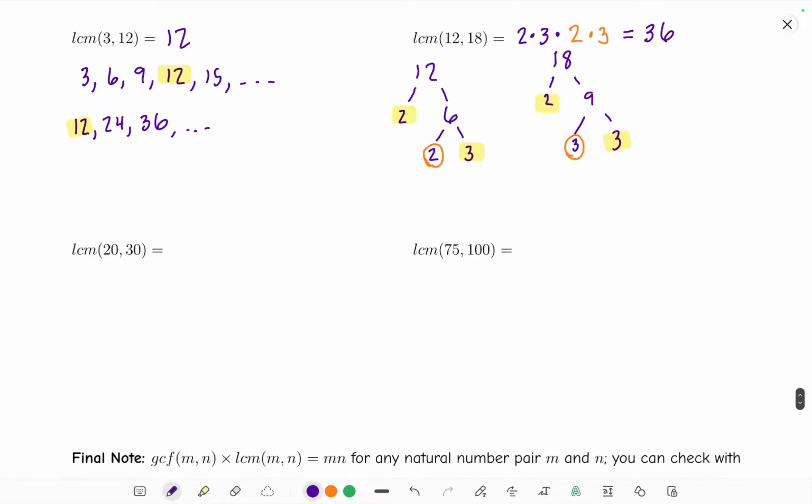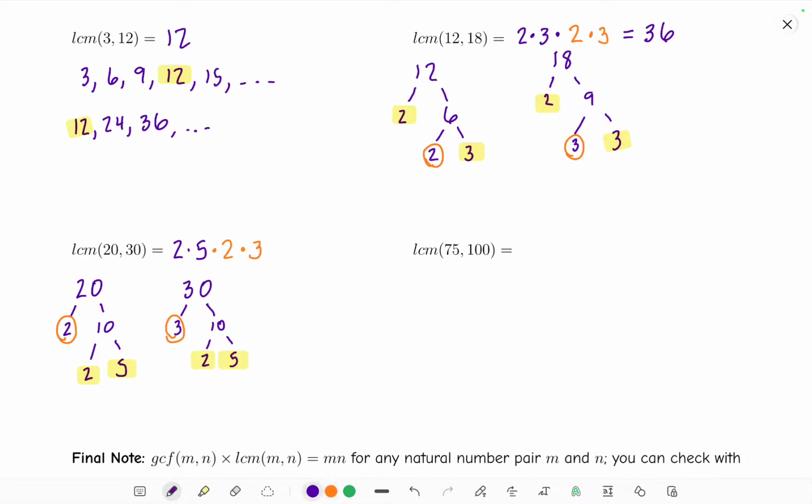So let's try that one more time for 20 and 30. So again, 20 can be split up into 2 and 10, then 10 is 2 and 5. 30 can be split up into 3 and 10, and then the 10 is 2 and 5. So what they have in common first, so 2 times 5, then what they don't have in common, which is a second 2 for the 20, then a 3 for the 30. Well, that comes out to be 60.